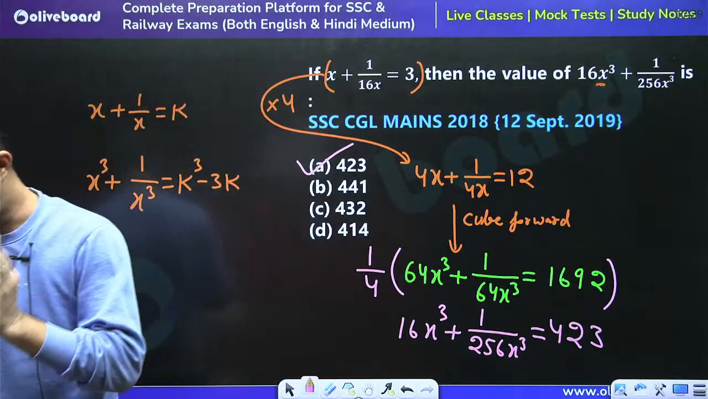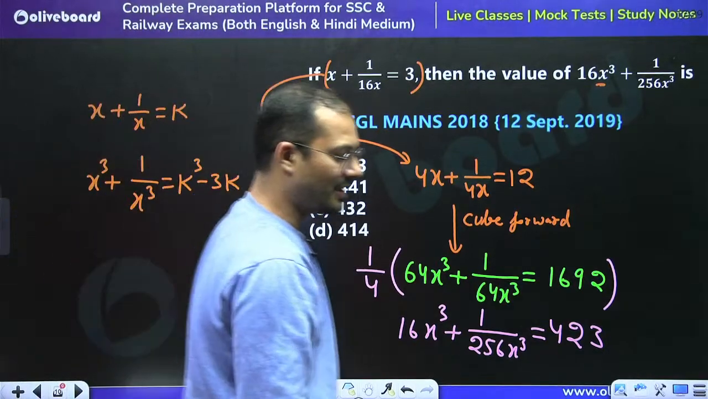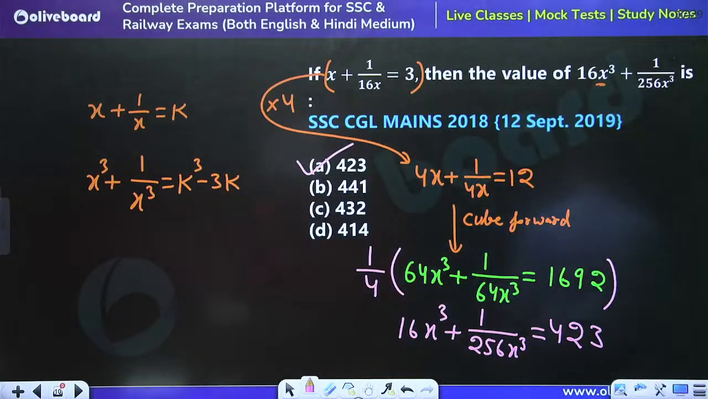423 is the right answer. Very good question. Ankita, is it clear now? Tell me, is it clear now? Very good question. Yes, please tell me. Is it clear now? Tell me. Very good question.